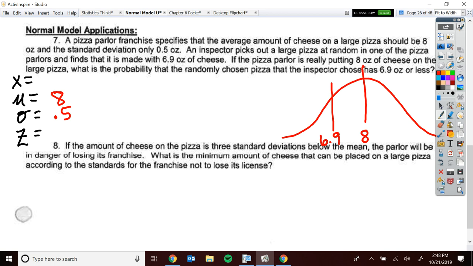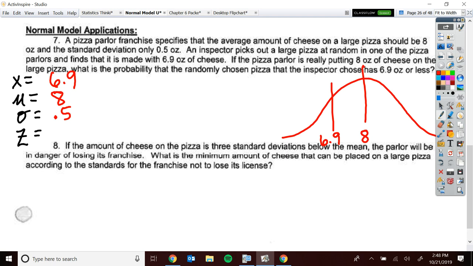All right, so if 8 is the mean and 0.5 is the standard deviation, what is the 6.9? That is the X. That is the context value of the item that you are dealing with. So I want to find the location of the 6.9. Now I know it's going to be a negative because I know it's to the left of the 8.